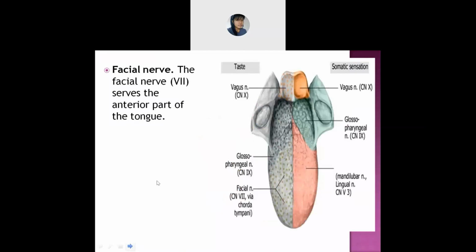Okay, next is the facial nerve. So this is the facial nerve. You will find the facial nerve in the cranial nerves. It comes in the 7th number. And where do they lie exactly? They lie in the anterior part of the tongue. Anterior part of the tongue means the front side. In the front side of the tongue, you will find this facial nerve, that is the 7th. It is a part of the tongue. That's why I'm showing it to you.